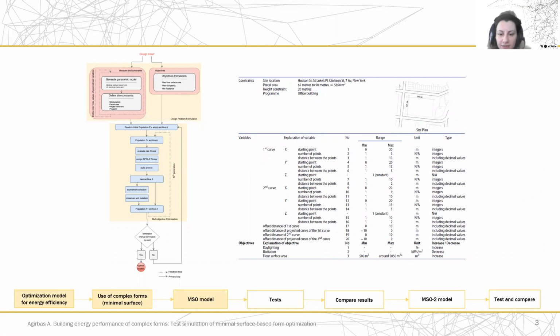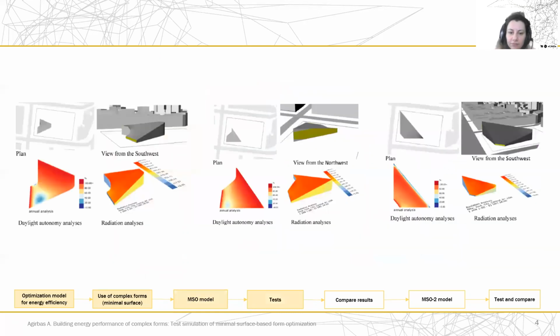And I made some tests to validate this model, and you can see three of the results. It seems that this model is working, and it tries to increase daylighting in the interior side, and it tries to reduce the radiation at the roof, and at the same time it tries to enlarge the floor area. But the problem is I could get only a few generations, and maybe this model needs more tests for validation. And that's why I created a second model that I will talk about a little later.